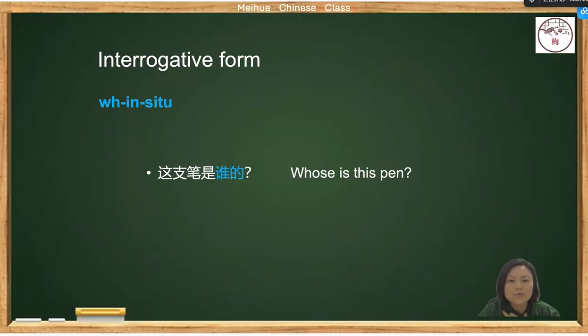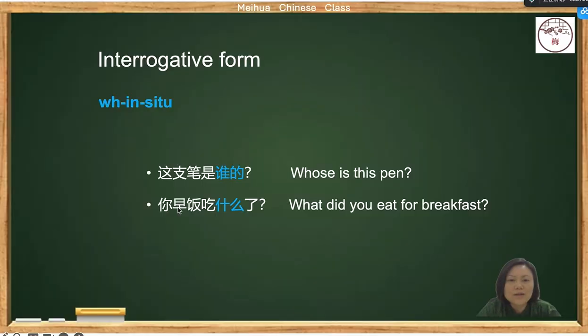Look at this one. 这支笔是谁的? This pen is 谁的? Whose? See, this is the order in the Chinese question sentence. This pen is whose. However, in English, we should say, whose is this pen? Now you can see how different it is.